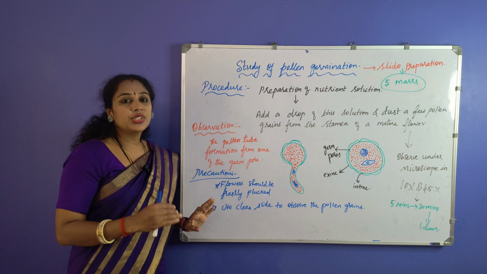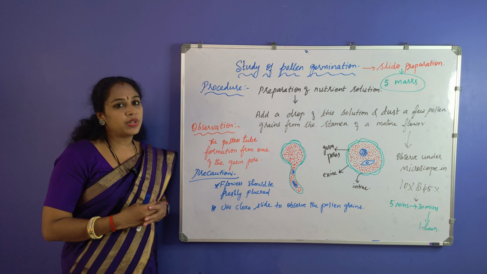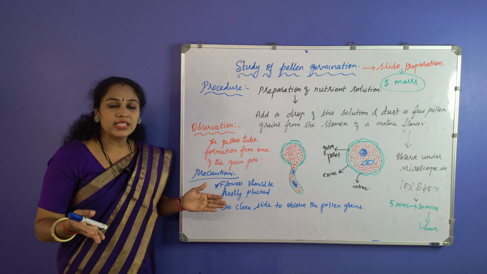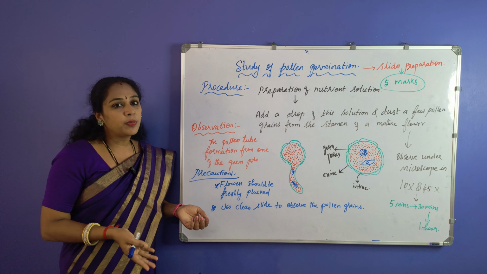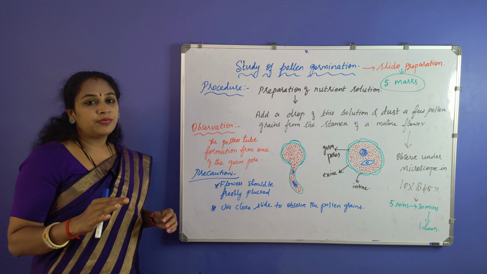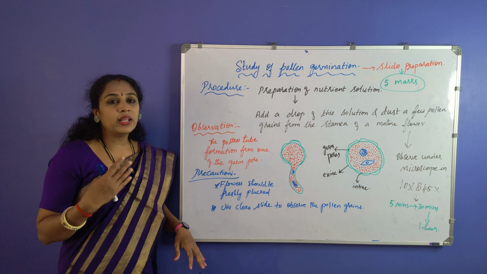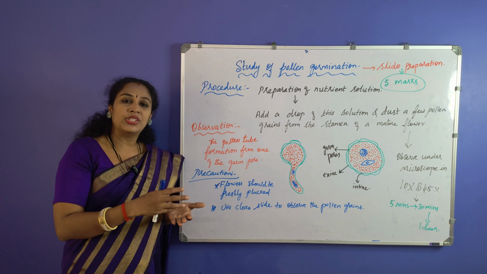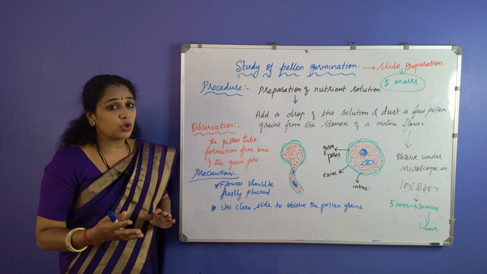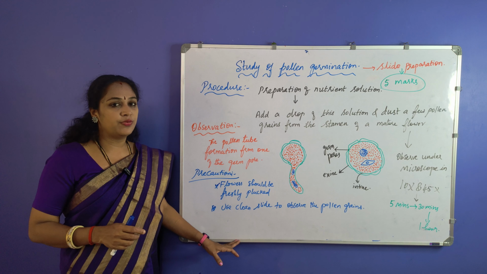Then what are the precautions that have to be followed? I told you already, the flower should be freshly plucked. Why should the flower be freshly plucked? As time goes on, the viability of the pollen will be less. Thereby the freshly plucked flower should be used for this experiment. And a clean glass slide. Why a clean glass slide? Sometimes the dust particles present may interfere with your observation under the microscope. So keeping these things in mind, you have to take a clean glass slide or any other apparatus that you're using for the experiment.